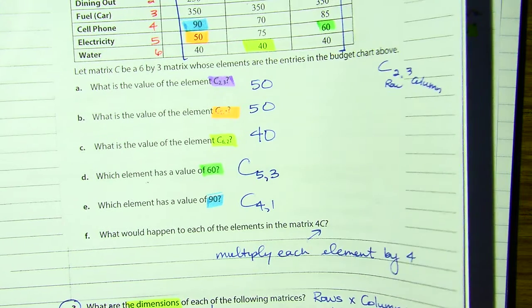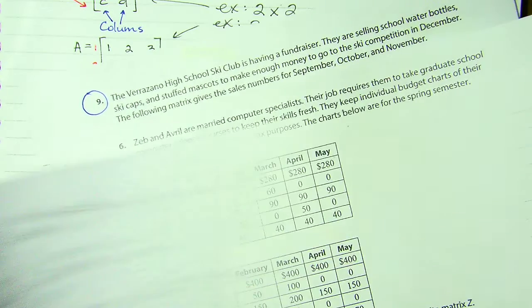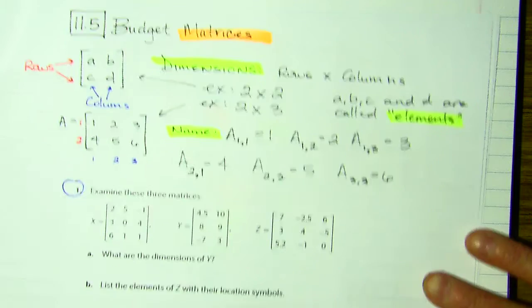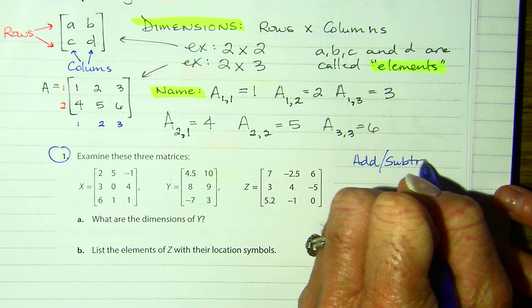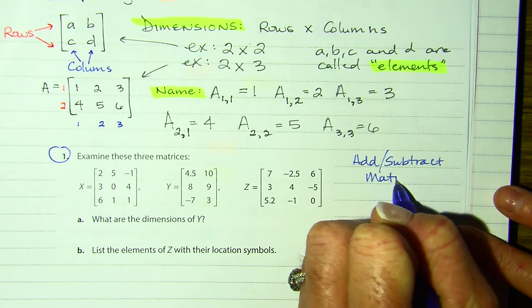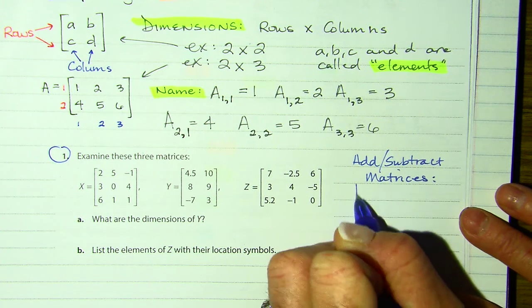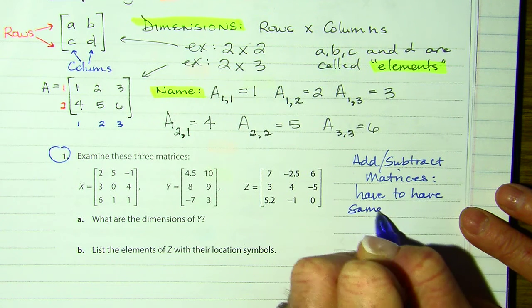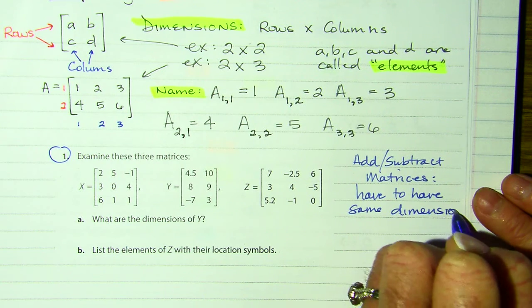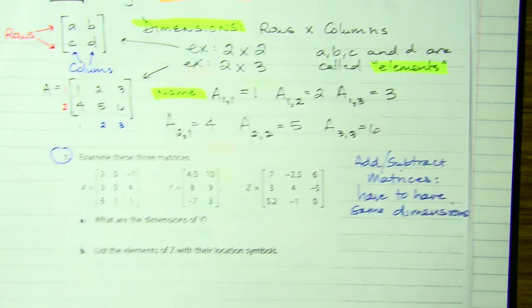All right, we're going to go over a couple things. Sorry, I'm trying to find number 1. All right, so let's go over a couple things. In order to add and subtract matrices, I have to have the same dimensions in order to add and subtract.